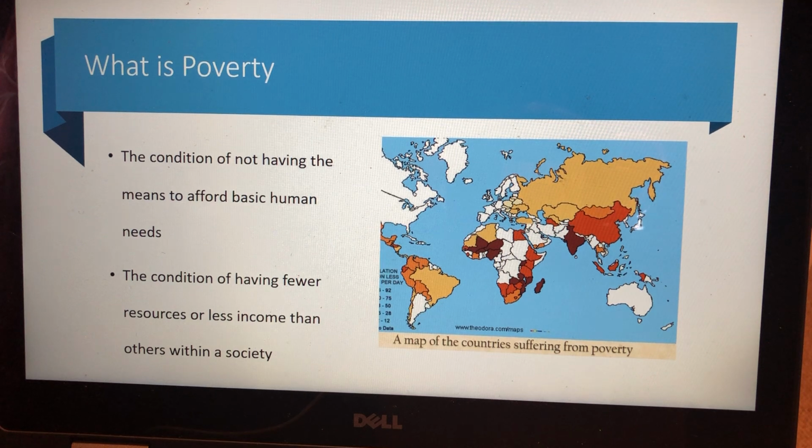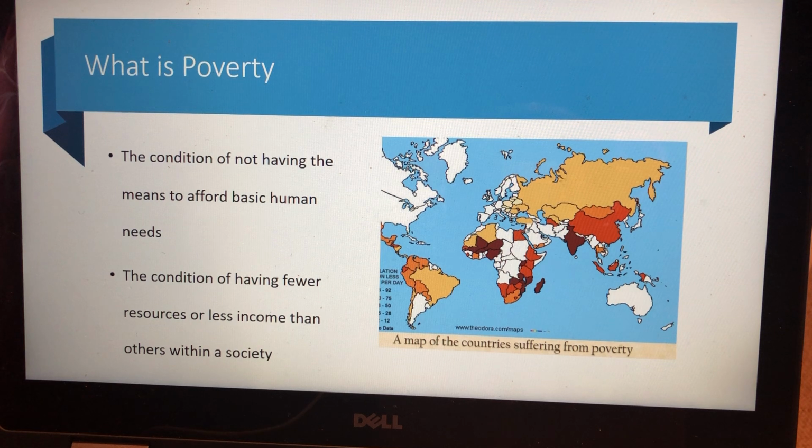Before we move ahead, we need to define what poverty is. When we are talking of poverty, we are saying that condition when a human being does not have the basic needs, in terms of maybe clothing, food, shelter, right? This map here shows countries suffering from poverty. And we see that most countries in the developing nations suffer from poverty. They have a lot of poor communities.